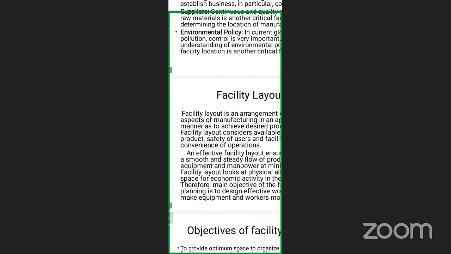Also you have given an example, a best example. What is the arrangement? Arrangement of the equipment, arrangement of the technology, arrangement of the machines. Yes or no? And arrangement of laborers. These are the arrangements.